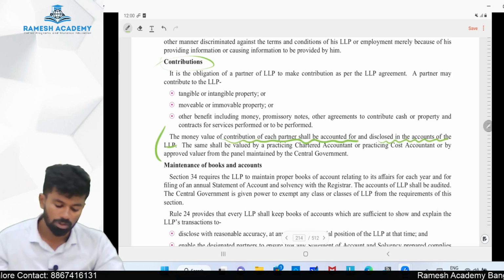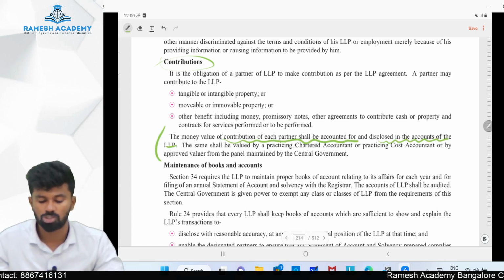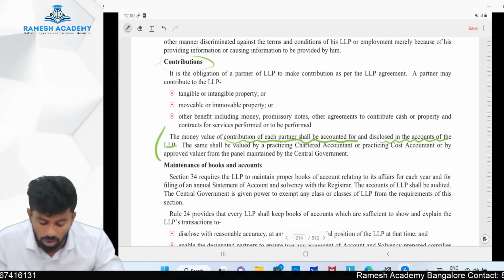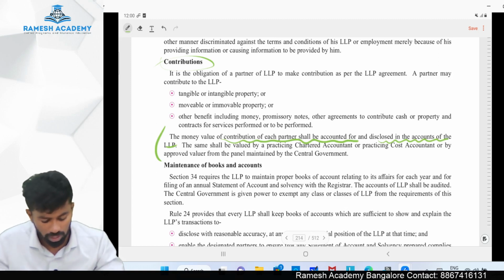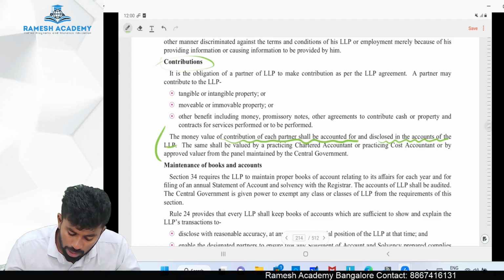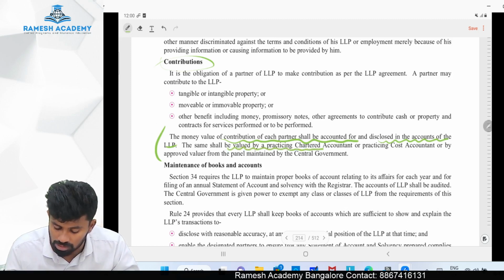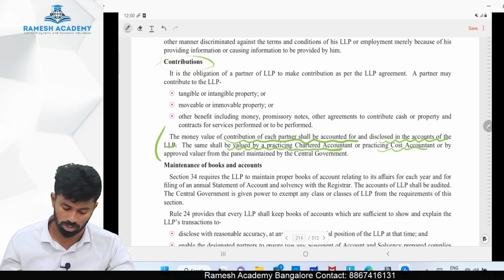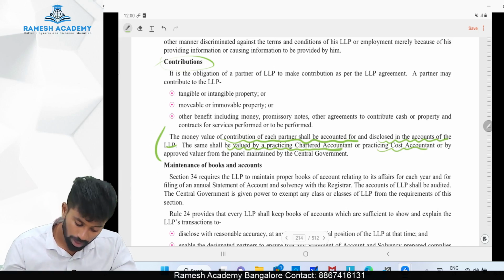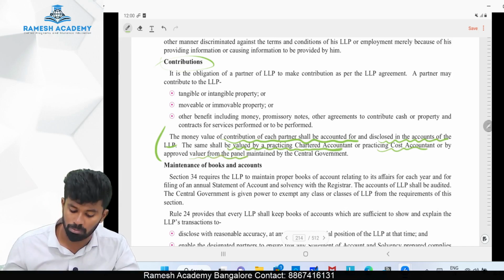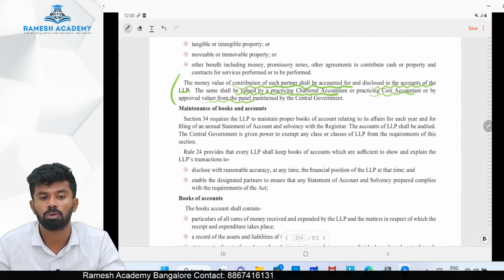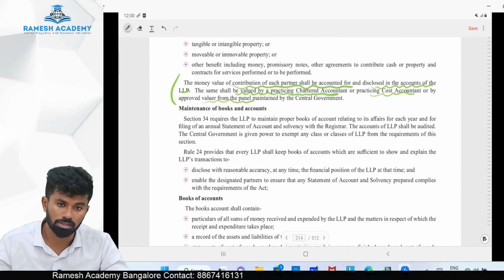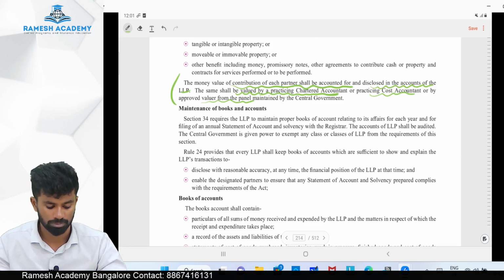The money value of contribution of each partner shall be accounted, means recorded and disclosed, in the accounts of what? Accounts of the LLP. The same shall be valued by a practicing CA or a practicing cost accountant or by an approved valuer from the panel maintained by the central government.